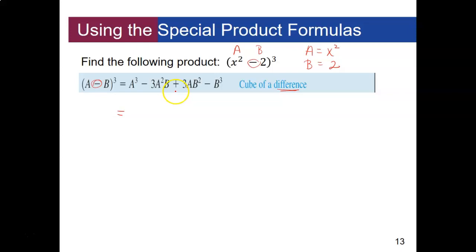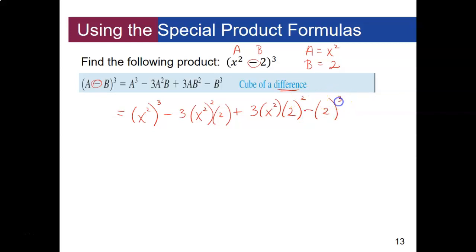I'm not big on making you memorize formulas, especially formulas like this. Just know where to go get them when you need to use them. Okay, so using this one, we're going to replace every a and b with x squared and 2. So here we'll have x squared to the third minus 3 times x squared to the second times 2 plus 3 times x squared times 2 to the second minus 2 to the third.